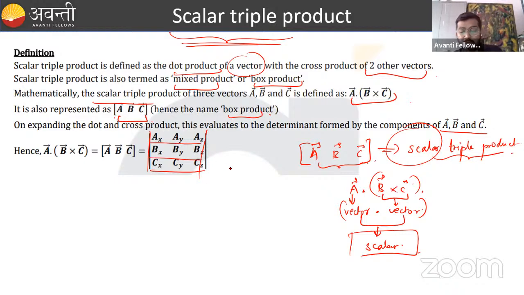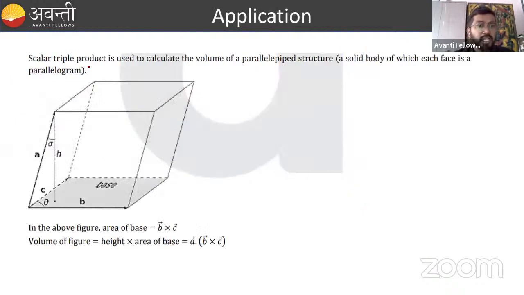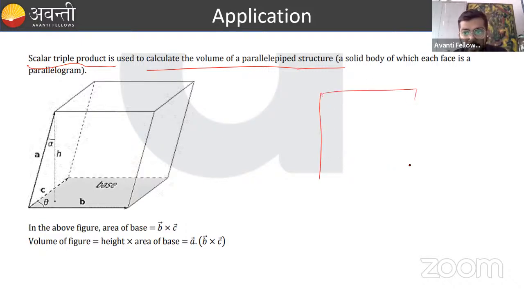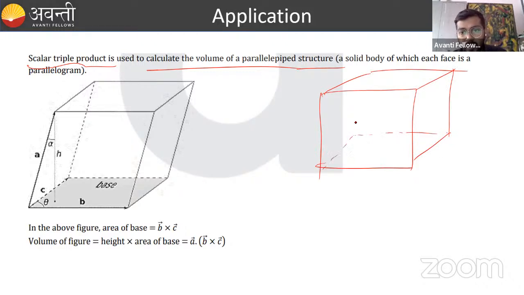Now let us see some applications. The scalar triple product is used to calculate the volume of a parallelepiped. So what is a parallelepiped? Imagine a cube, right? So this is our cube.